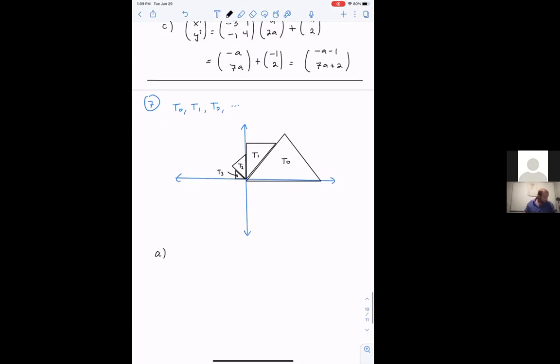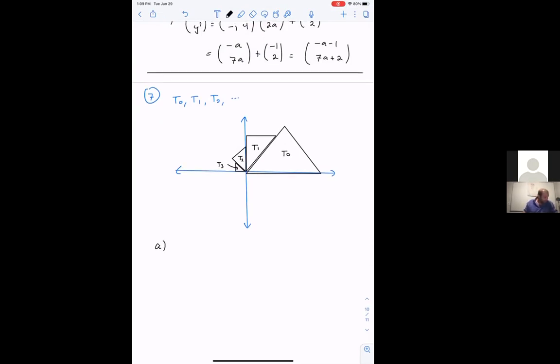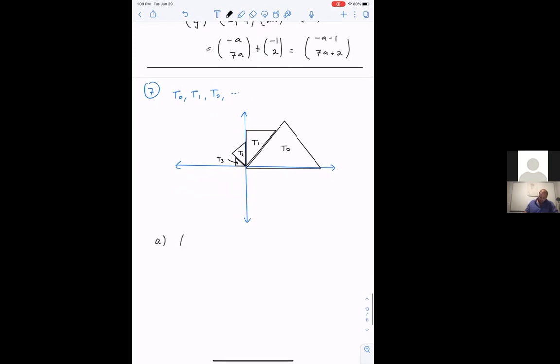A. Given that the series of transformations can be described in the following way, the nth x and the nth y are some matrix times the previous x and the previous y. Determine the 2 by 2 matrix A. What is the 2 by 2 matrix A?